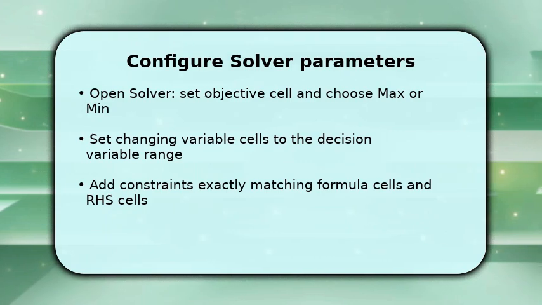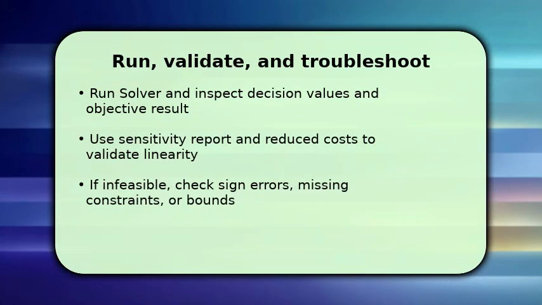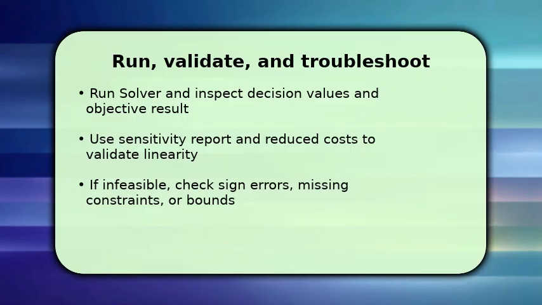You run Solver and observe the decision variable values and objective outcome to confirm they make sense. Once Solver finishes, request a sensitivity report to check dual values and reduced costs. This helps validate the linearity assumptions and reveals tight constraints.